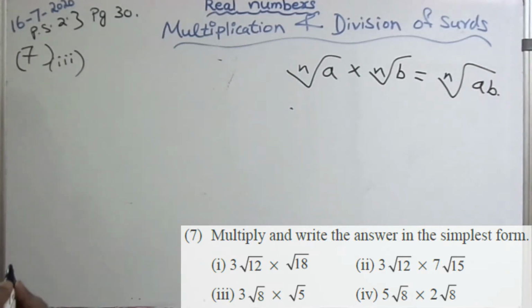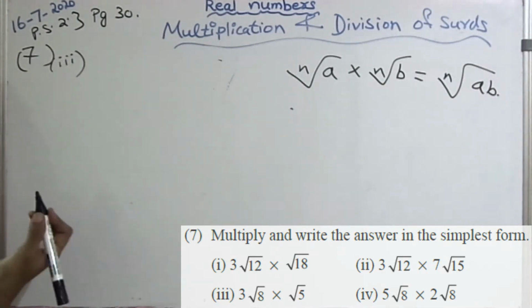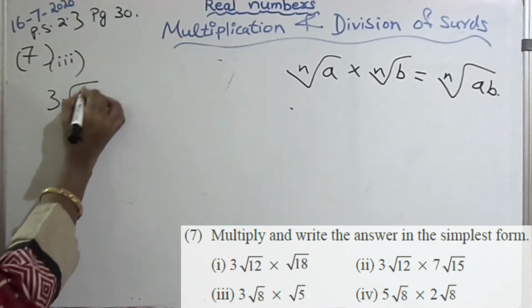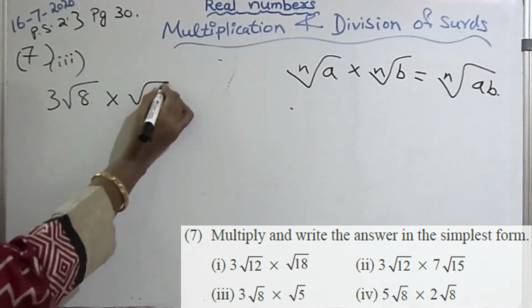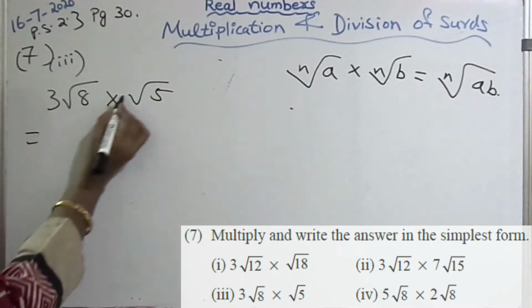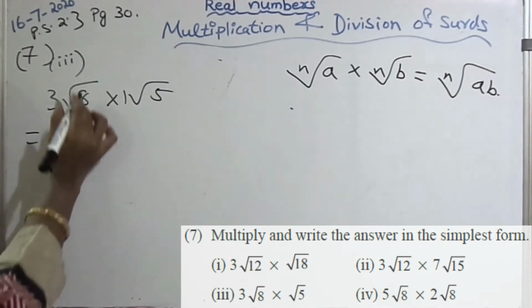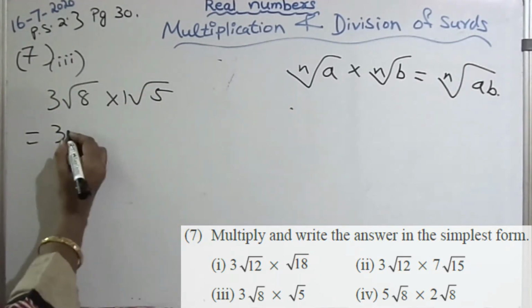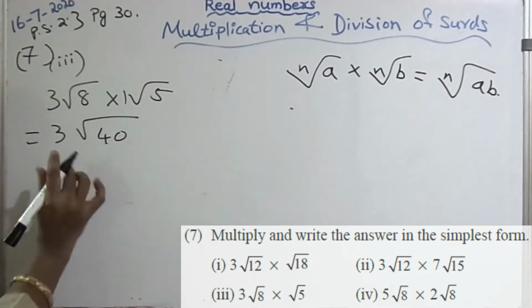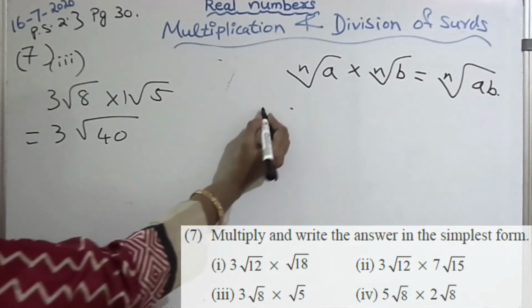Third one is very simple. 3 root 8 into root 5. So 3 ones are 3. Root 8 into root 5, according to this law, is root 40. But not in the simplest form. Make it in the simplest form.